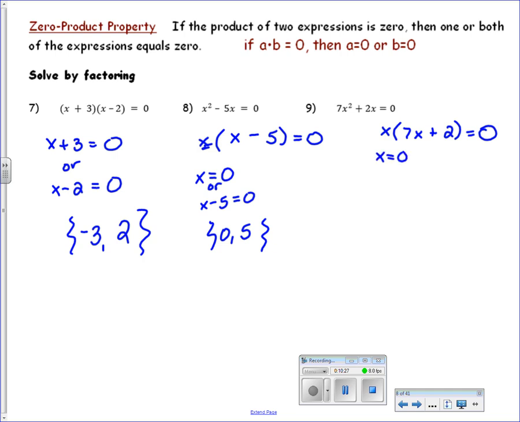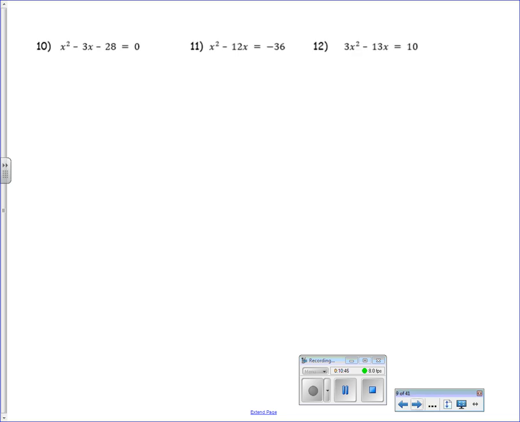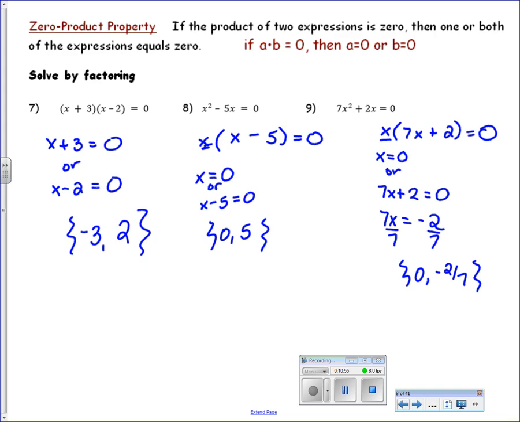So this single x will equal 0, or 7x plus 2 would equal 0. And then we're going to solve this. We're going to subtract 2, divide by 7, so we're going to get 0 or negative 2 sevenths. All right, so those are GCF. The biggest thing, again, when we're solving, make sure that your equations are equaling 0. So hopefully you're noticing that in number 7 and number 8 and number 9, all of them equal 0.